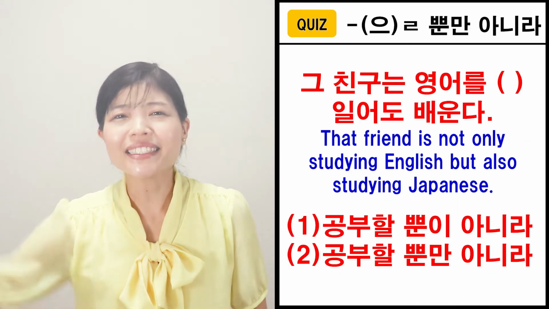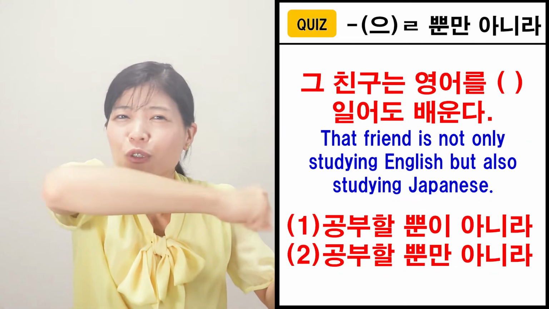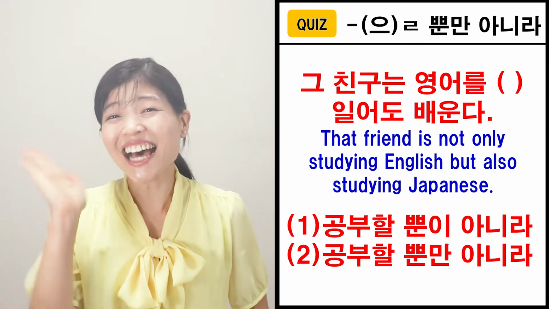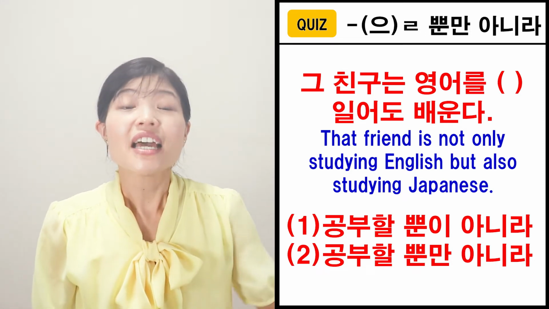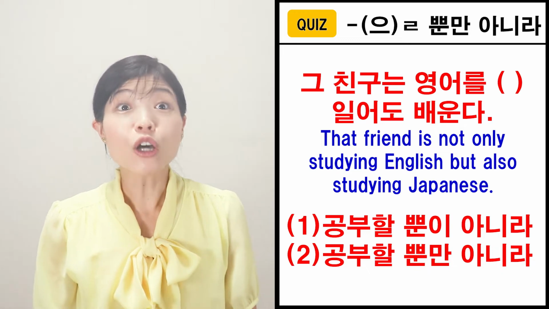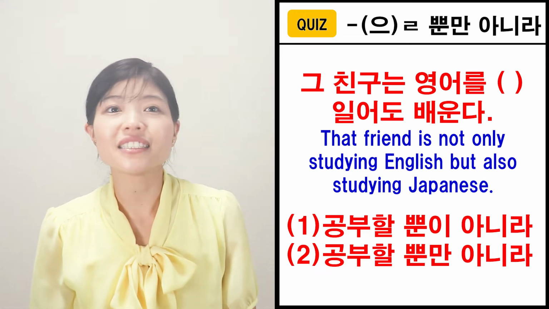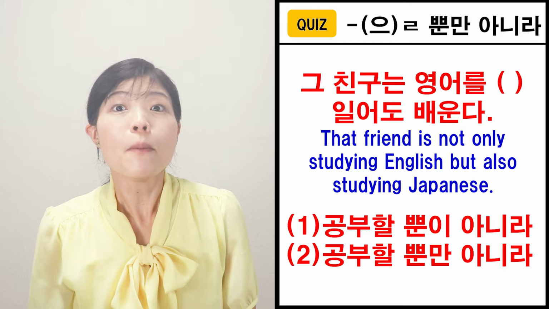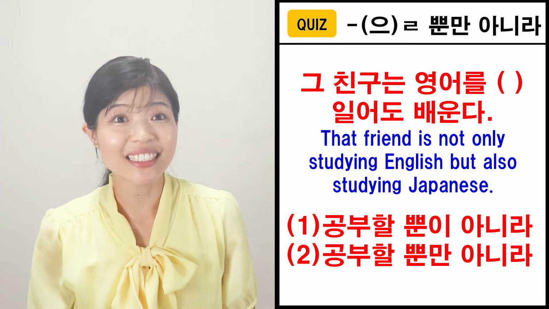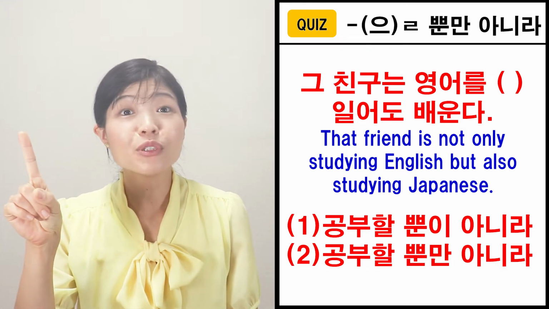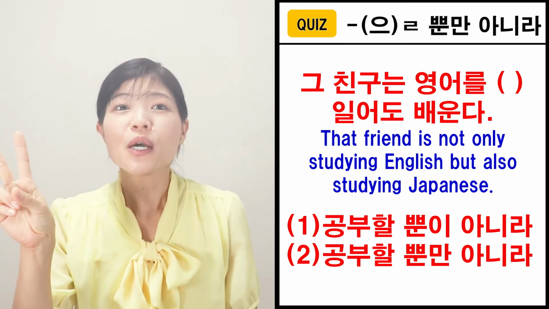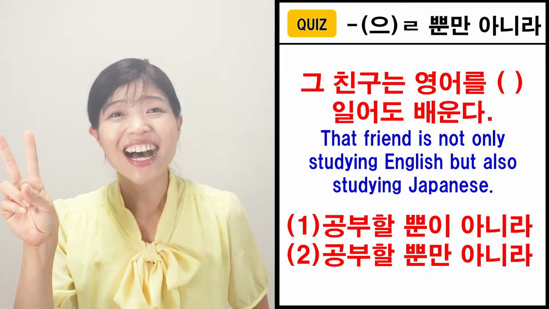Quiz! Now let's deepen our understanding with some quizzes. Which one is the correct answer? 그 친구는 영어를 잃어도 배운다. That friend is not only studying English, but also studying Japanese. Number 1, 공부할 뿐이 아니라. Number 2, 공부할 뿐만 아니라.